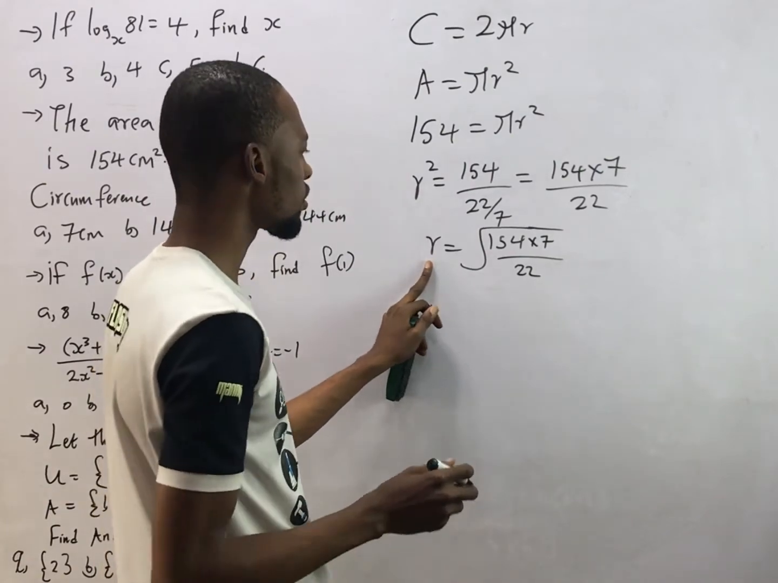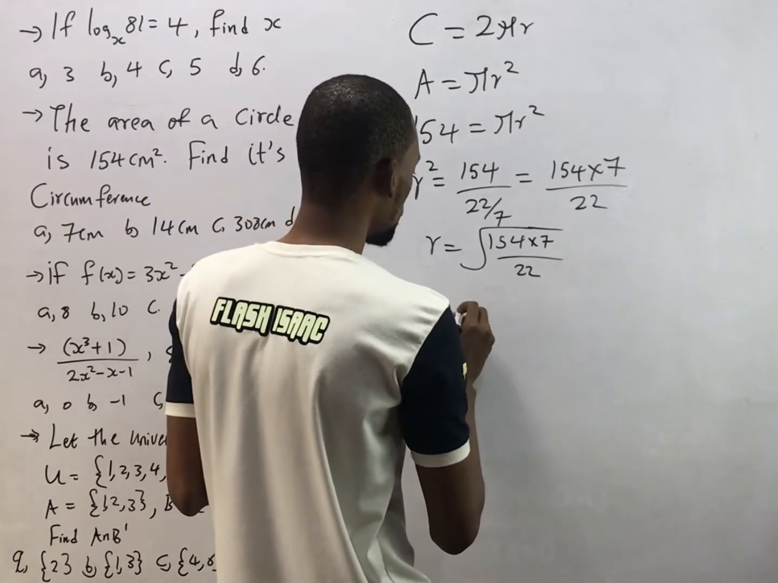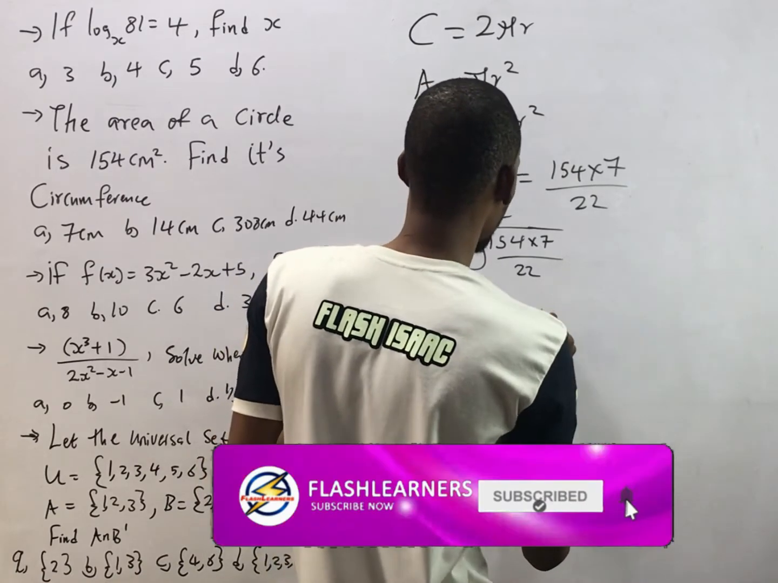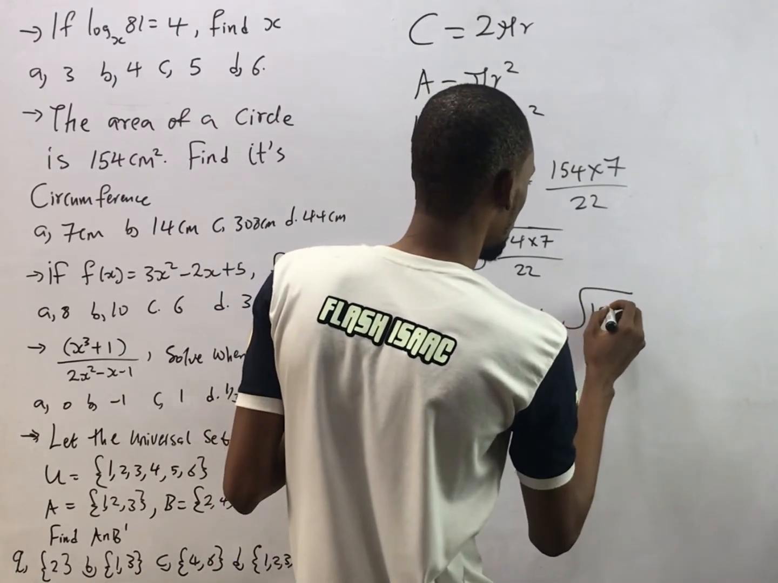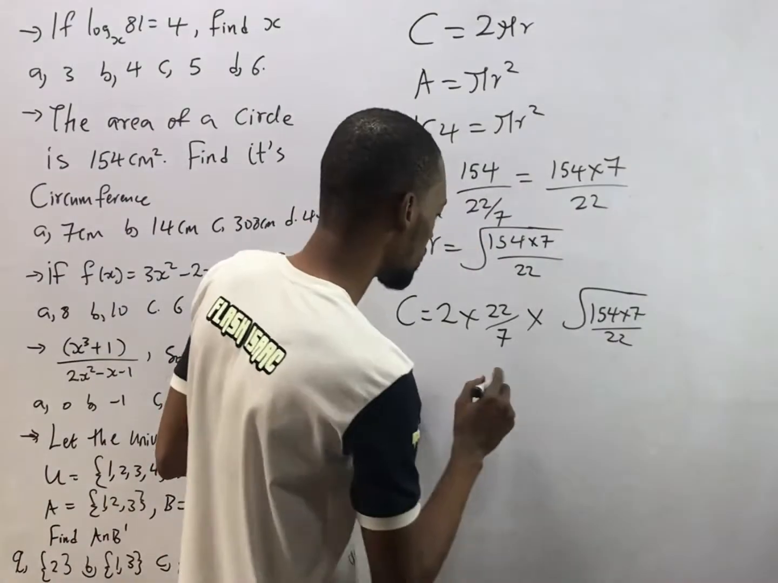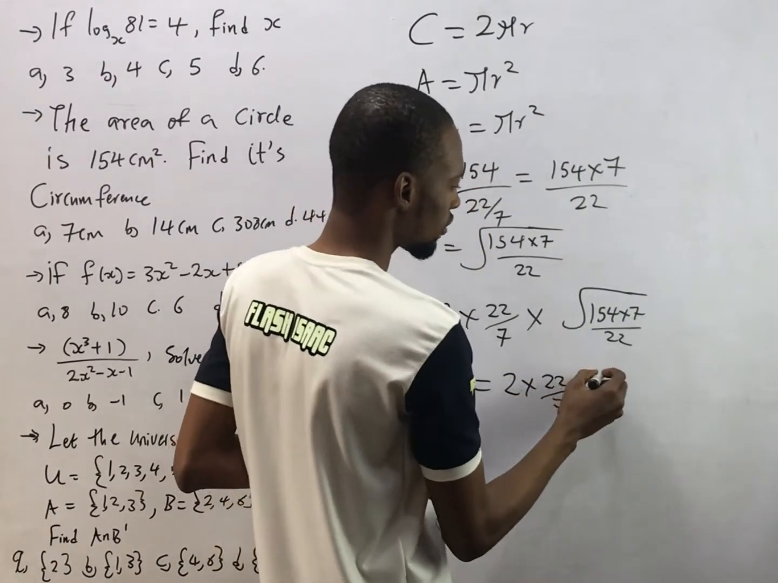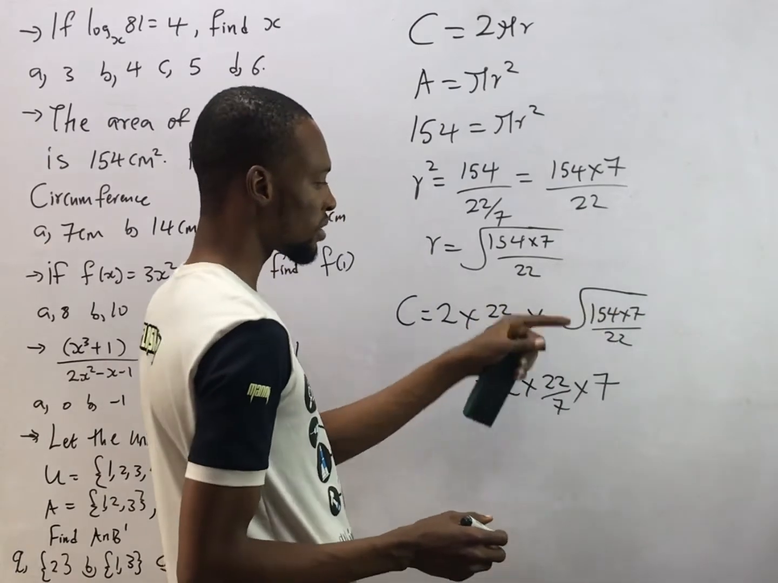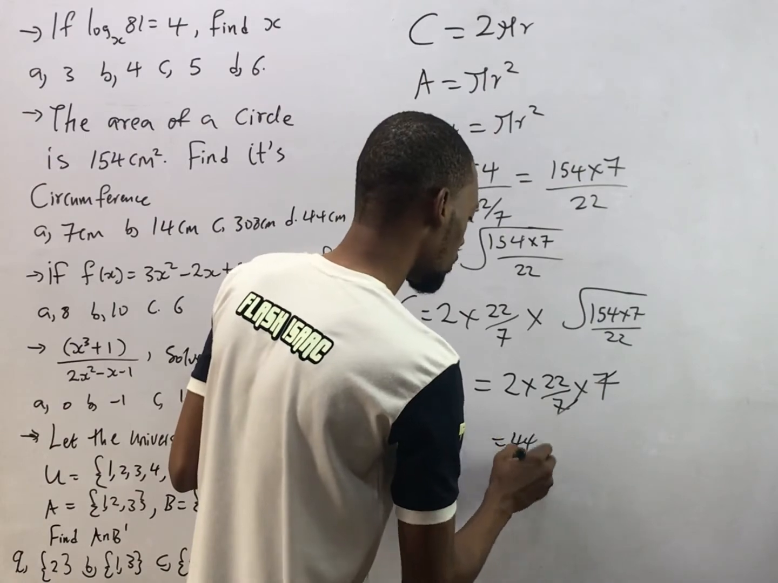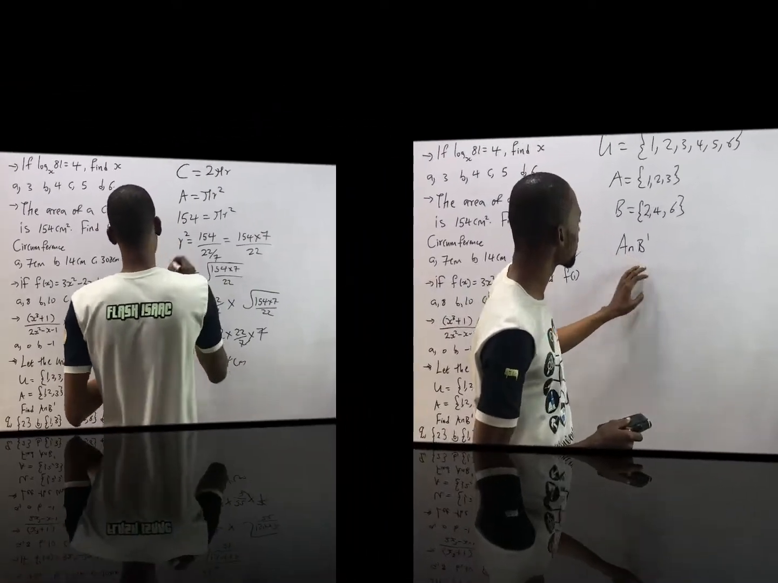Now that we have the value for radius, we have everything we need to solve for circumference, which is 2 times 22 over 7 times radius, which is the square root of 154 times 7 over 22. So circumference, this will give you 2 times 22 over 7 times 7. The square root of 154 times 7 over 22 will give you 7. So 7 cancels 7. So this will give you 44. So circumference is equal to 44 cm. So your answer is D.